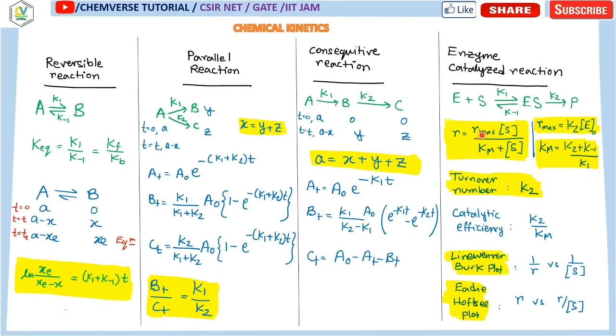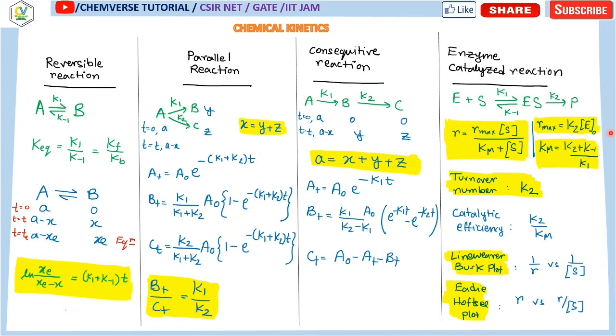So over here this is the enzyme catalyzed reaction: enzyme plus substrate forming enzyme substrate complex, and that is again forming the product. So the rate of the reaction is basically the maximum rate of the reaction into the substrate concentration term divided by Km plus S concentration term. So Km is the Michaelis-Menten constant, which is basically k2 plus k inverse by k1, and the maximum rate is nothing but k2 into E0, the enzyme concentration initially.